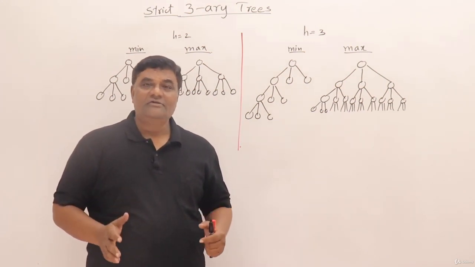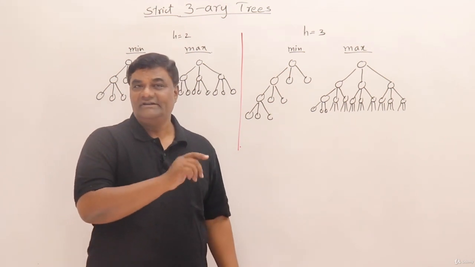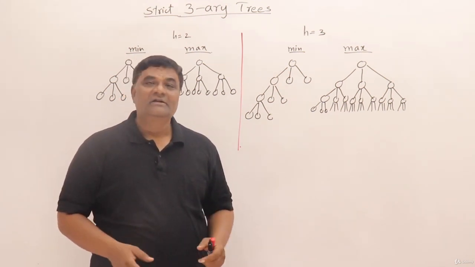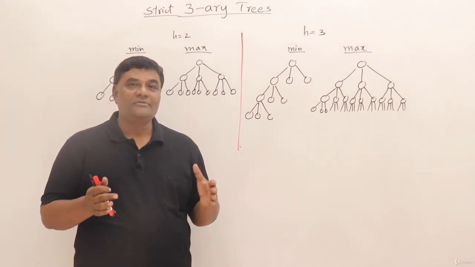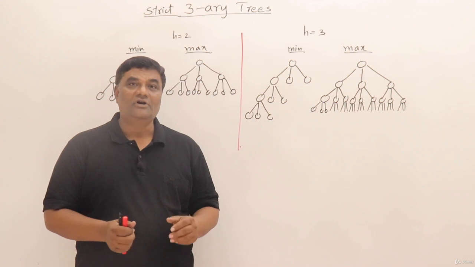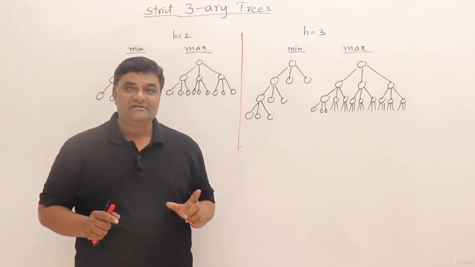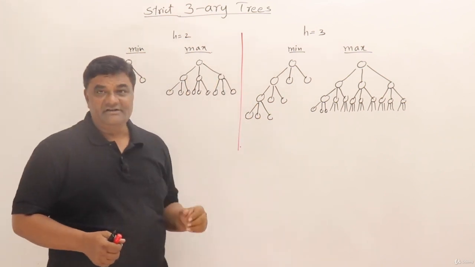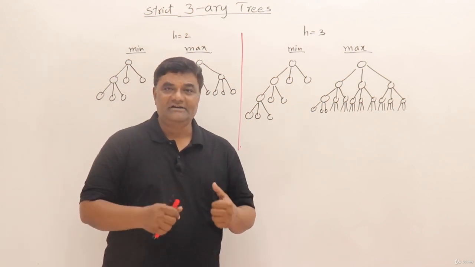We will do analysis of height versus nodes. This type of analysis we have already done on binary trees, so I will not do much explanation here. Directly I will try to write down the formula. We have to get the formula for height versus nodes of strict M-ary trees, right? But as an example, I have taken a strict 3-ary tree. So from these example trees, we will get the formula for the M-ary tree.